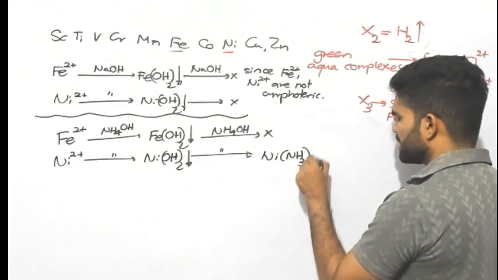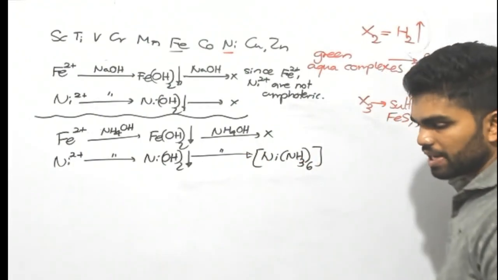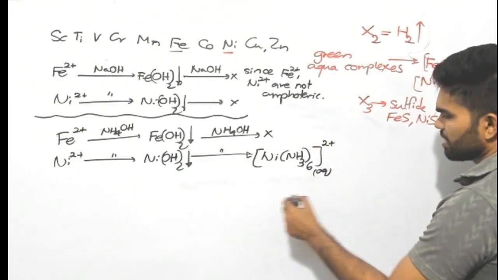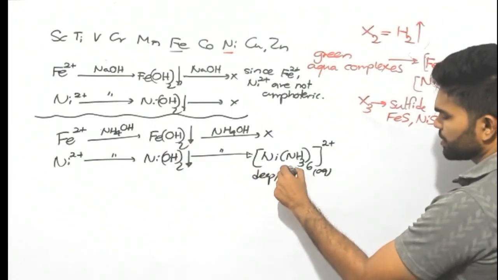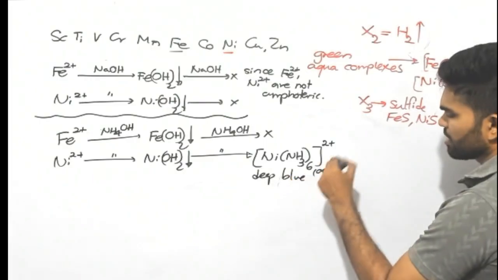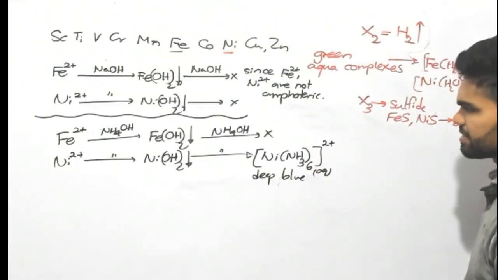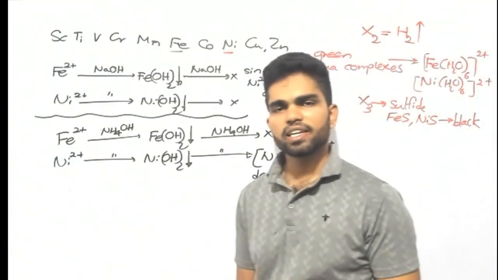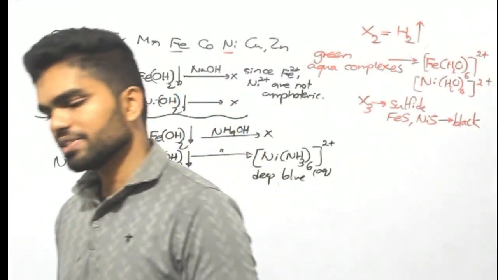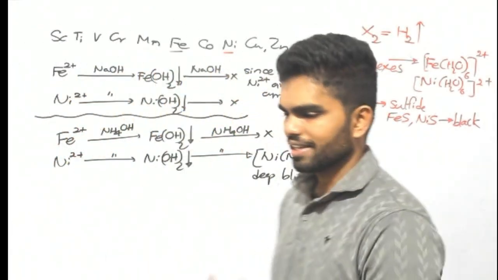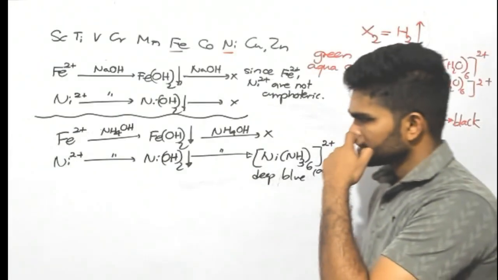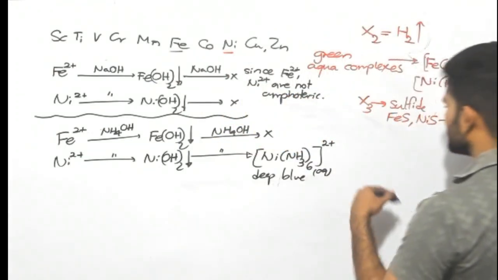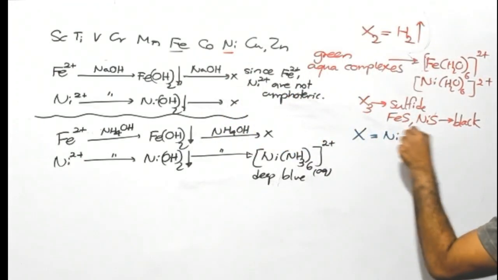The amine complex has 6 amine ligands, and the charge would be 2+. This is an aqueous solution, a deep blue or dark blue aqueous complex. Understand? So this ferrous hydroxide couldn't dissolve because ferrous is not making any amine complexes. That's why it couldn't dissolve. Understood? So it should be this one, nickel. Get the idea now? That's how you decide which compound it is. So then your X will be nickel, right?